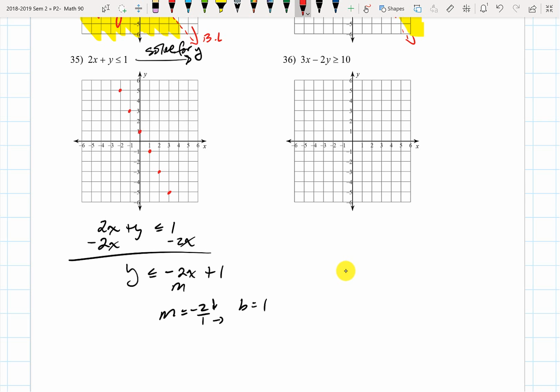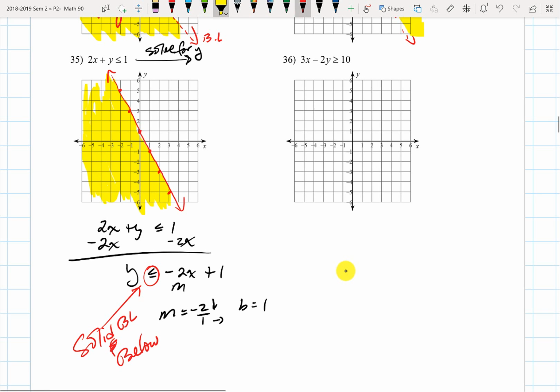All right, and then looking at this right here, it's going to be solid and below, solid boundary line, and below, because a less than means below, so we're going to go solid here. And the solutions lie below the boundary line, so it's the half plane below. We call this the solution region. And if you don't draw this right here, then you don't know what you're doing basically, because the solutions lie on the line and below the line. Okay, it's that half plane.